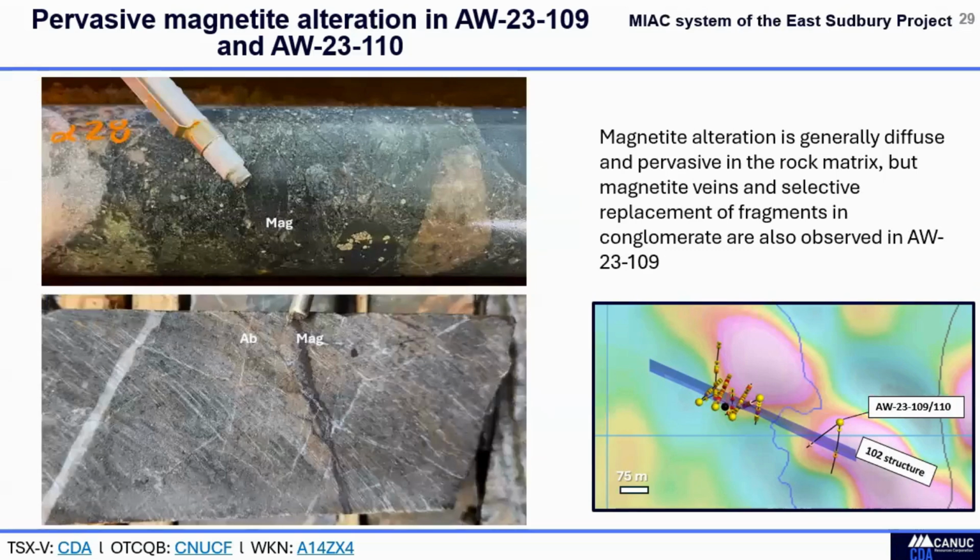Additional visual expressions: sometimes pervasive replacement is not easy to trust, but when we start seeing magnetite veins or clasts selectively replaced by magnetite, that's also very good conclusive evidence that there is actually iron oxide alteration in this part of the system.